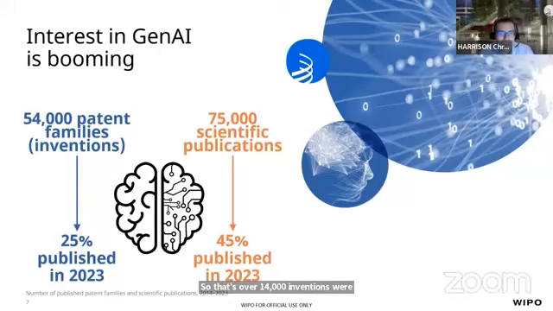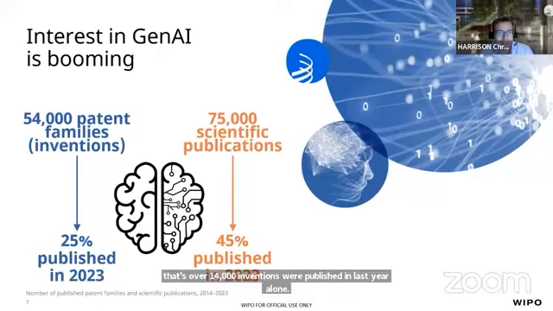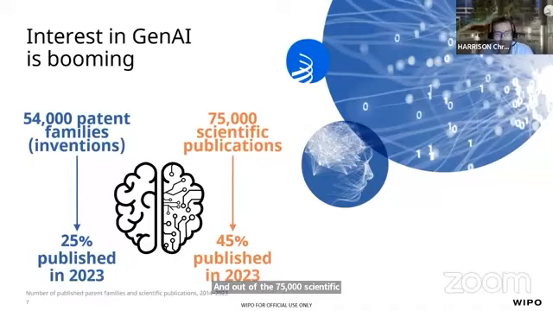And out of the 75,000 scientific publications since 2014, over 45% of these were published in 2023. That's over 34,000 scientific publications related to Gen AI published last year. And so that just shows how much this area is booming and growing at increasing speed.